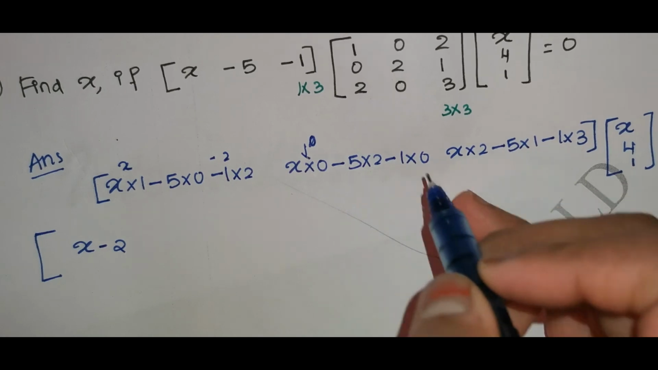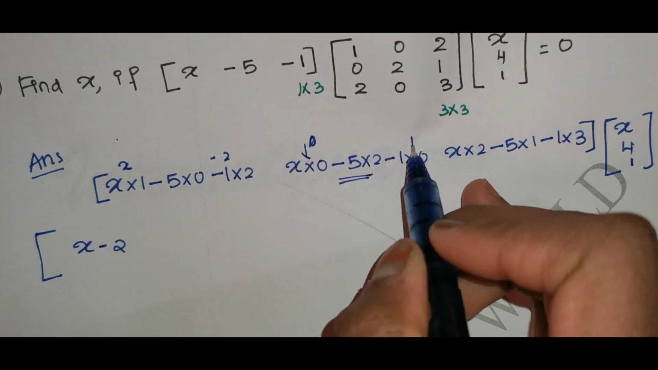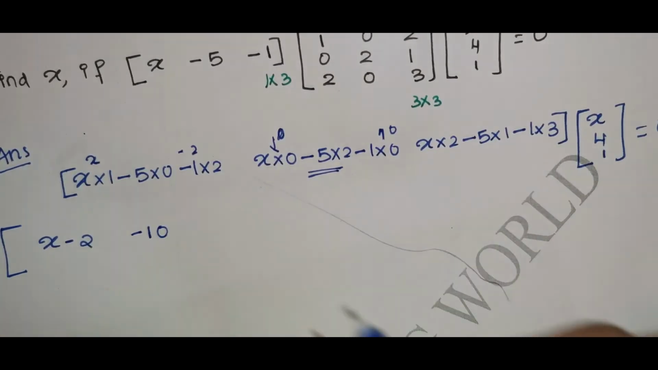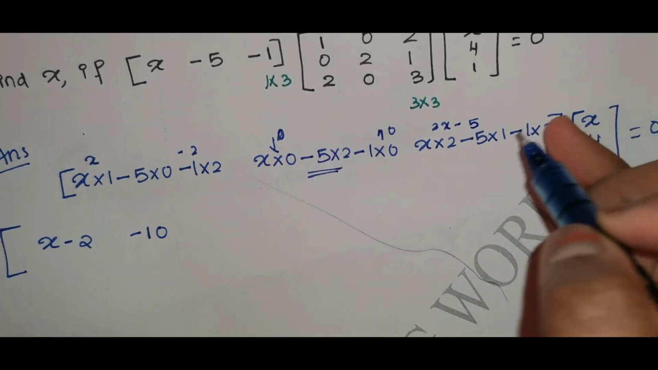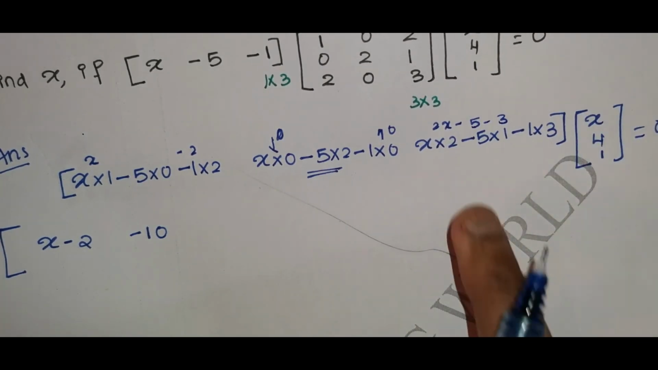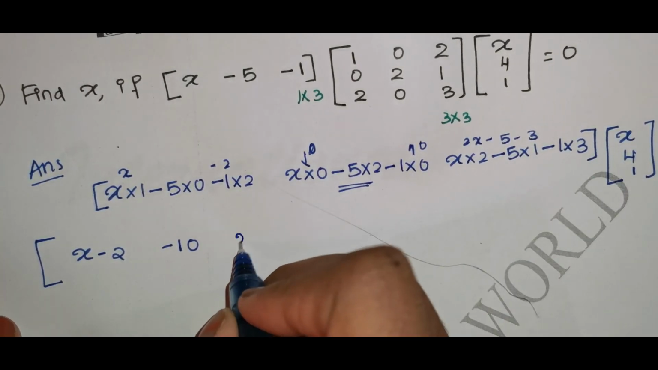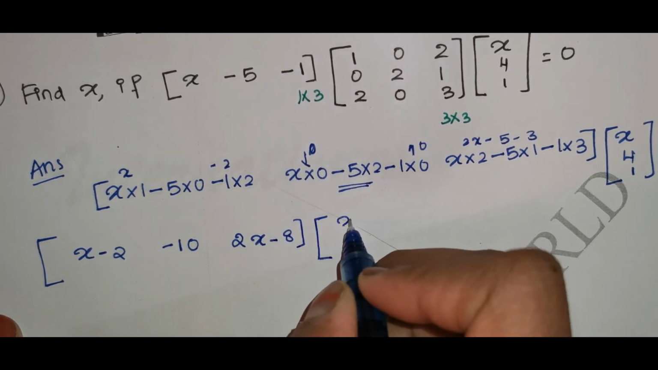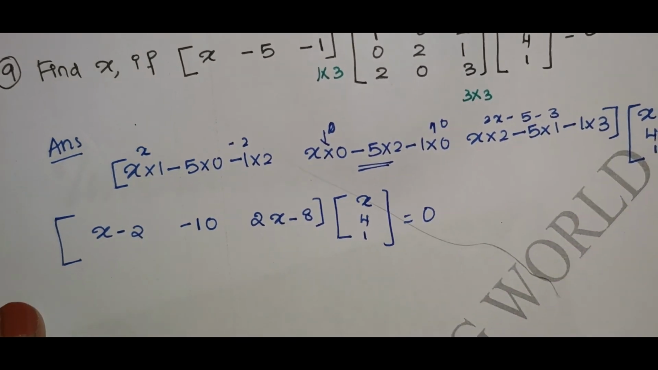This is minus 10, so only minus 10 is remaining here. Here 2x is there, minus 5 is there, minus 3 is there. So it is 2x minus 8. So [x minus 2, minus 10, 2x minus 8] into this matrix [x, 4, 1] is equal to 0.